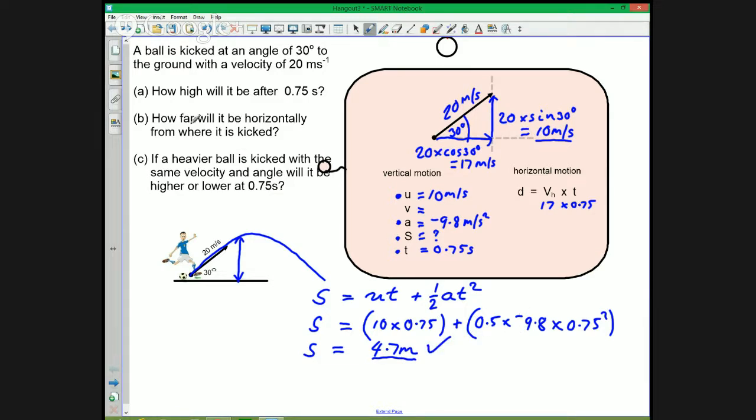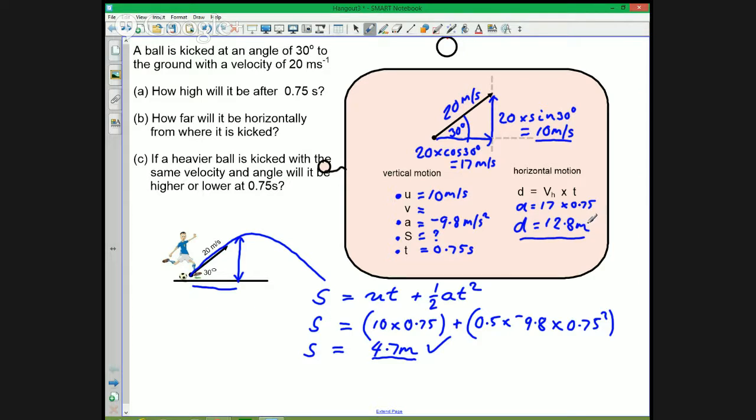Part B: how far will it be horizontally from where it's kicked, at that height? The whole answer is waiting for you, because your template will work. Horizontal distance is equal to horizontal velocity, 17, multiplied by the time, 0.75, and you work out your calculated horizontal distance at that point will be 12.8 meters.